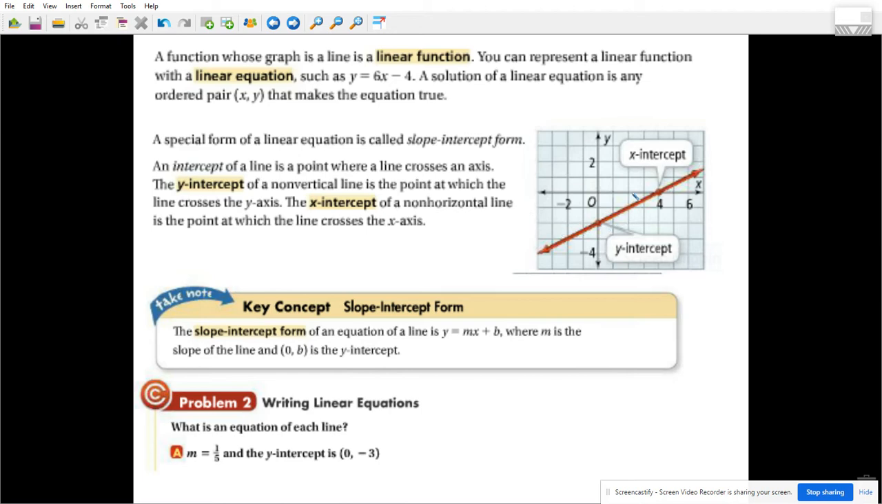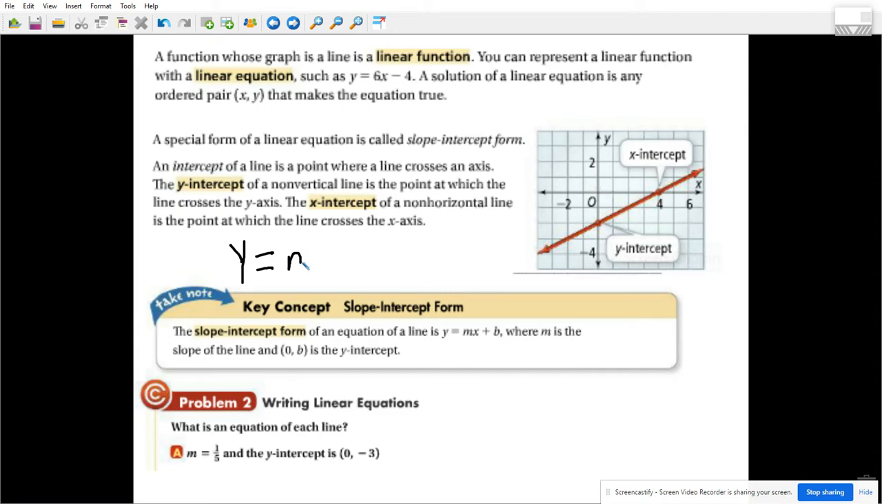Any line that is slanted, yes. If it's a vertical line, it will only have an x-intercept. If it's a horizontal line, it will only have a y-intercept, and we'll talk about that in a second. But here's the formula that we need to know, and you should have seen this before. This should be very familiar.